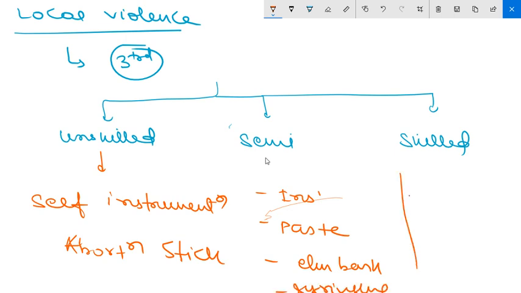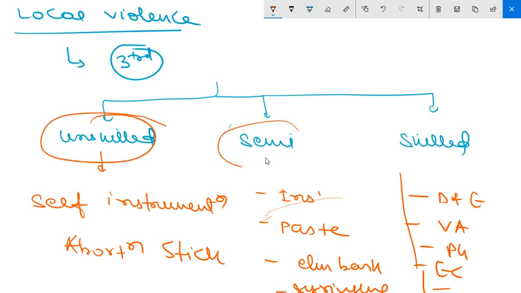And in skilled, dilatation and evacuation method, or vacuum aspiration method, or prostaglandin, electric current, or intrauterine instillation of hyperosmotic solution. Okay, so these are the methods of local violence. Clear? Now moving to the next.